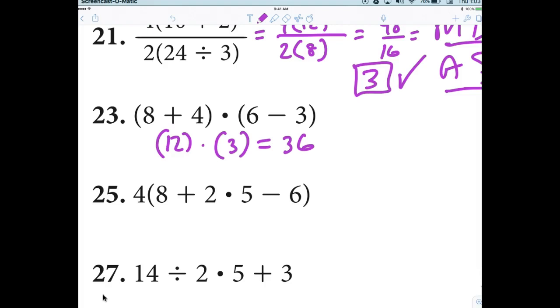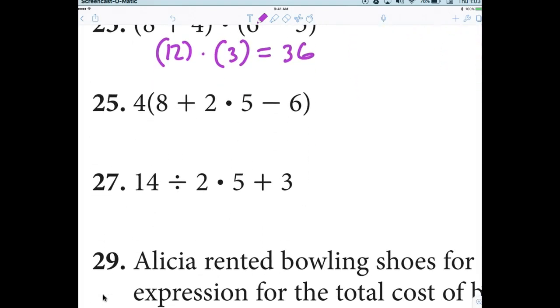Caroline, go. Let's do 8 plus 2 is 10. Wait a minute, you're doing inside the parentheses. That is correct. So 5 times 2 is 10. And then 10 plus 8 is 18. And 18 minus 6 is 12. And then 12 times 4 is 48. Good job. Simple as that.